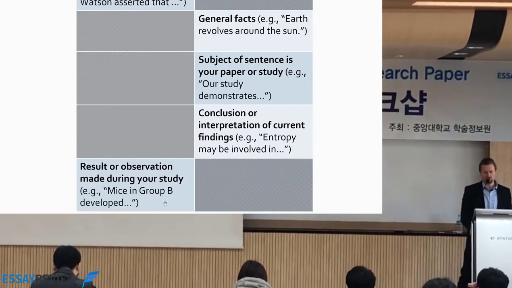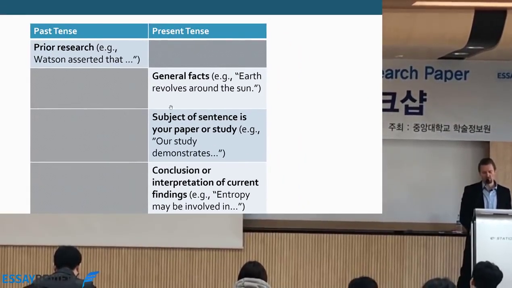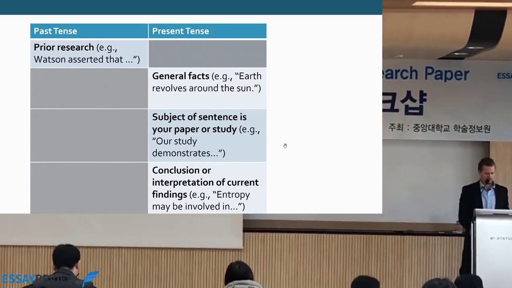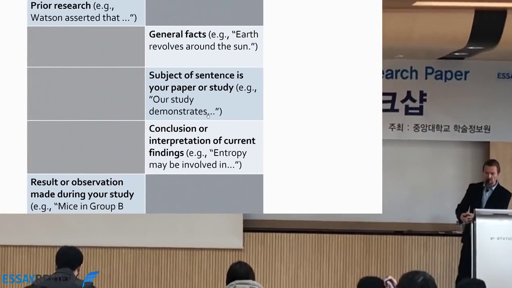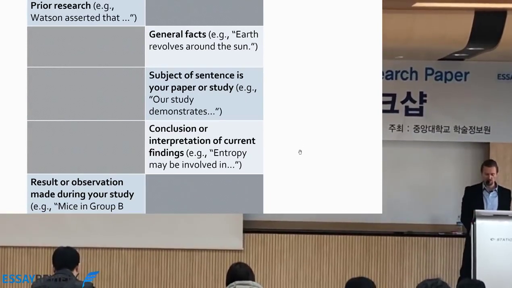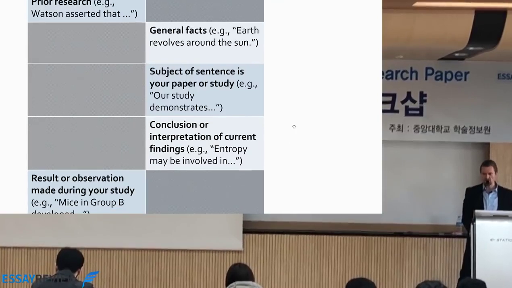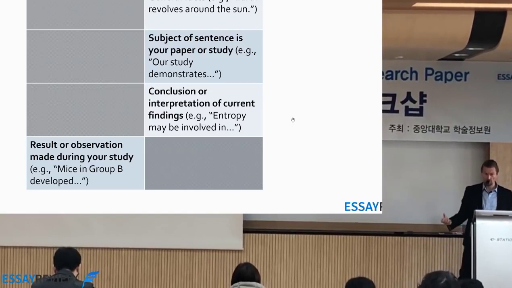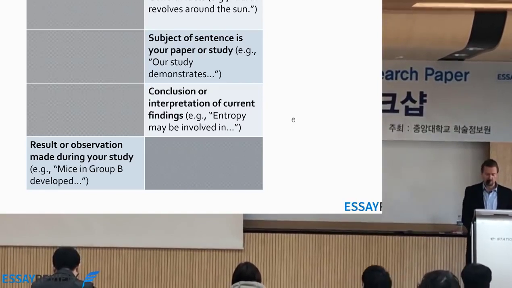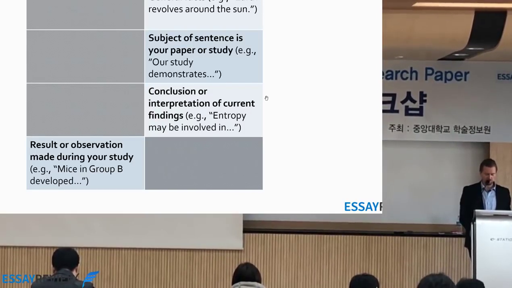Use the present tense with general facts, right? Grass is green, the earth revolves around the sun, the sky is blue. Or when it's the subject of the sentence of your paper: "Our study demonstrates." When you're talking about your study, how it fits in with the science, you don't use past. So you don't say, "Our study has demonstrated that grass is green." "Our study demonstrates that grass is green." "The results showed": you can use results as a past tense. Conclusion or interpretation of current findings: "Entropy may be involved."